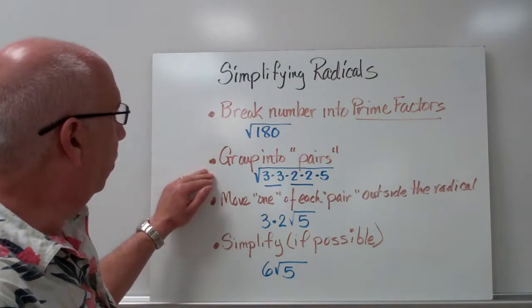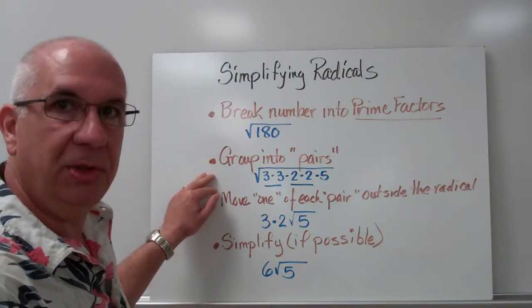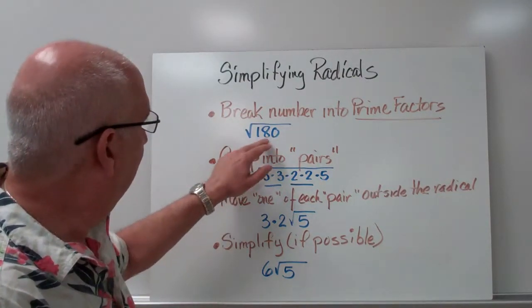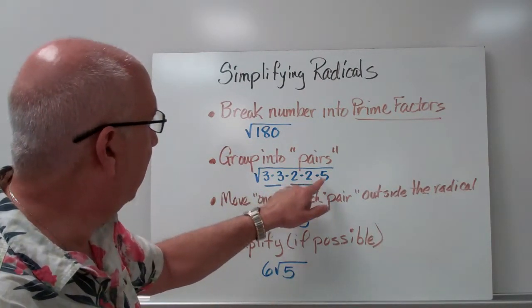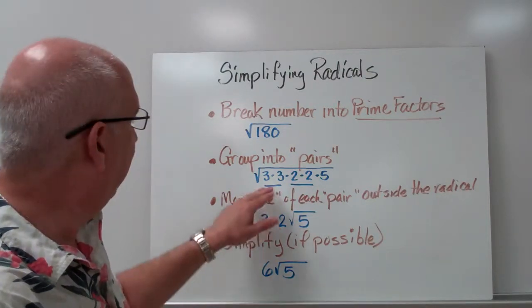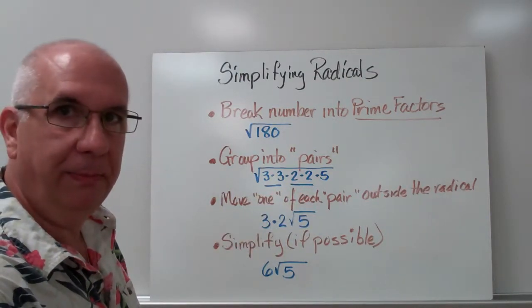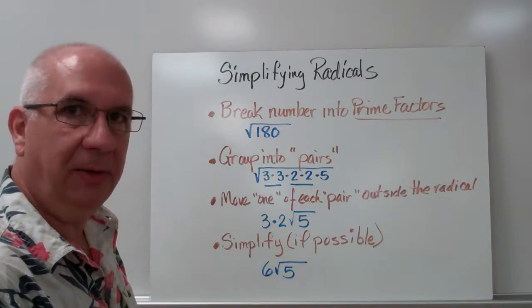The next step is to group these prime factors into pairs. Well, the prime factors of 180 are 3 times 3 times 2 times 2 times 5. We group them into pairs. That's what I've done here. We're looking for pairs of prime factors.